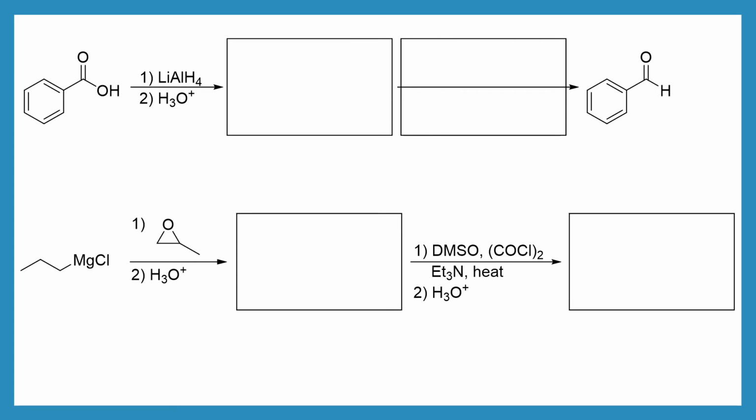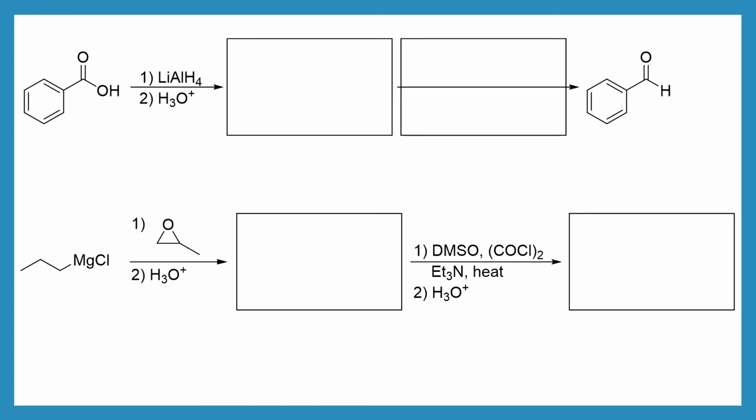Okay, and then in this last one, a couple of things are happening here. We have a carboxylic acid, and we haven't learned a way to take a carboxylic acid and just turn it into an aldehyde. Later in the semester, we will learn that there is a one-step reaction that will do that. But for now, the only way that we know to get from a carboxylic acid to an aldehyde is to reduce it and then oxidize it.